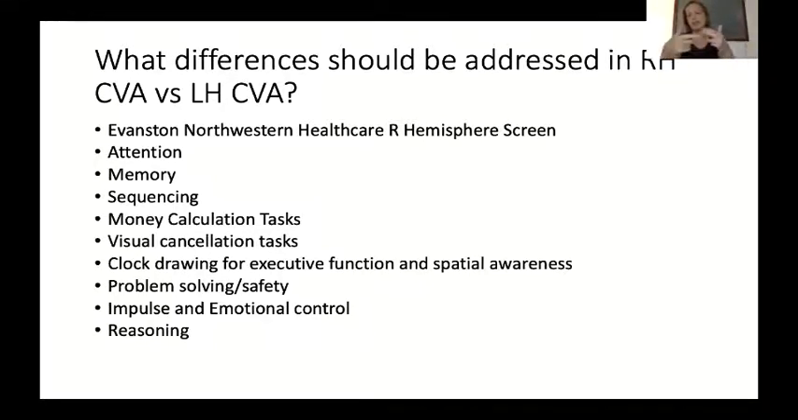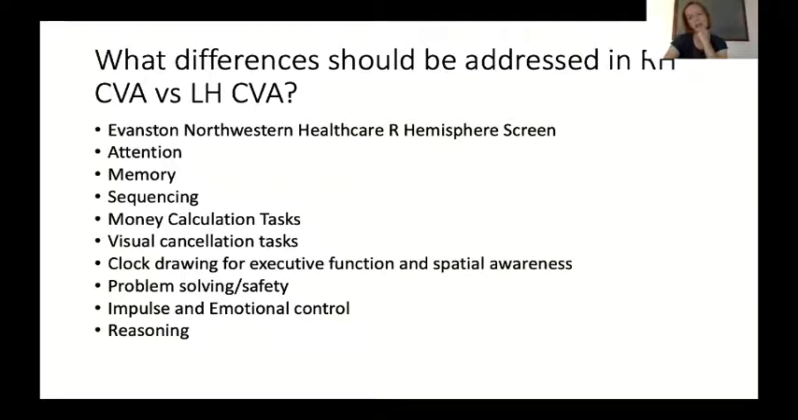So asking them to think about common things. Ooh, okay, yes, that's enough, or no, that's not enough. Those types of questions are really good to do with right hemisphere CVA patients, especially ones who seem normal. It'd be good to see if they can do those basic calculations.